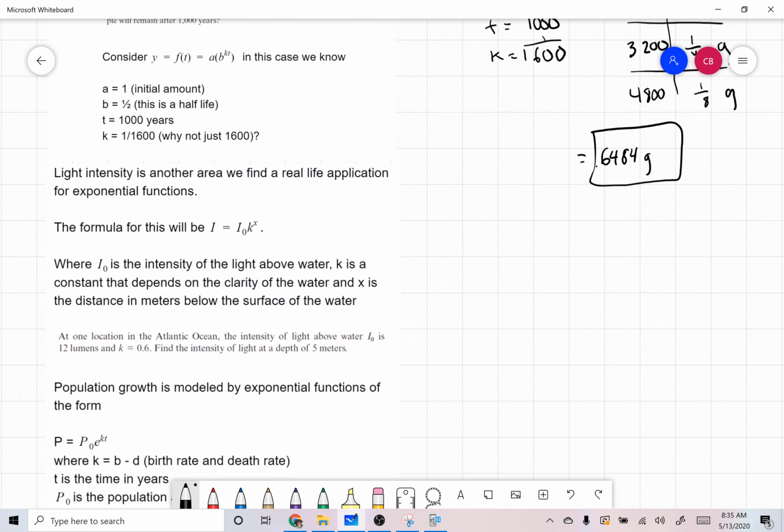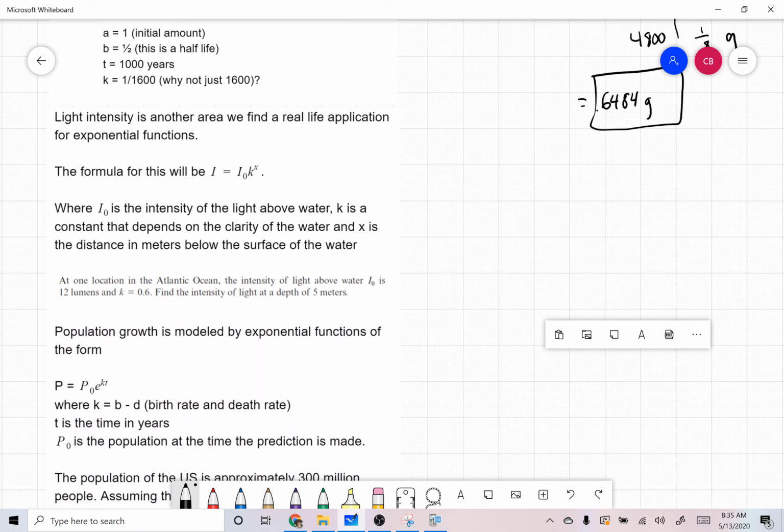The next type of problem is light intensity, where I0 is the intensity of light above water, K is the constant that represents the clarity of the water, and X is the distance below the surface. So at one location, the light above the water is 12 lumens. So that's your I0. We have the constant at 0.6, and we want to know the intensity at 5 meters.